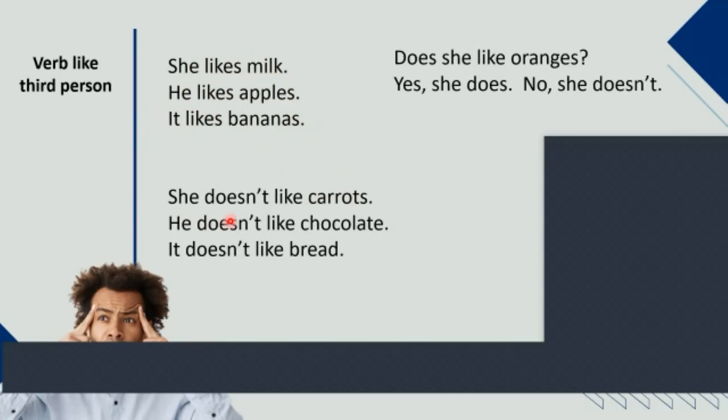En tercera persona, en lugar de decir don't, vamos a decir doesn't. She doesn't like carrot. He doesn't like chocolate. It doesn't like bread. Y la pregunta no va a ser do, va a ser does. Does she like oranges? Yes, she does. No, she doesn't.